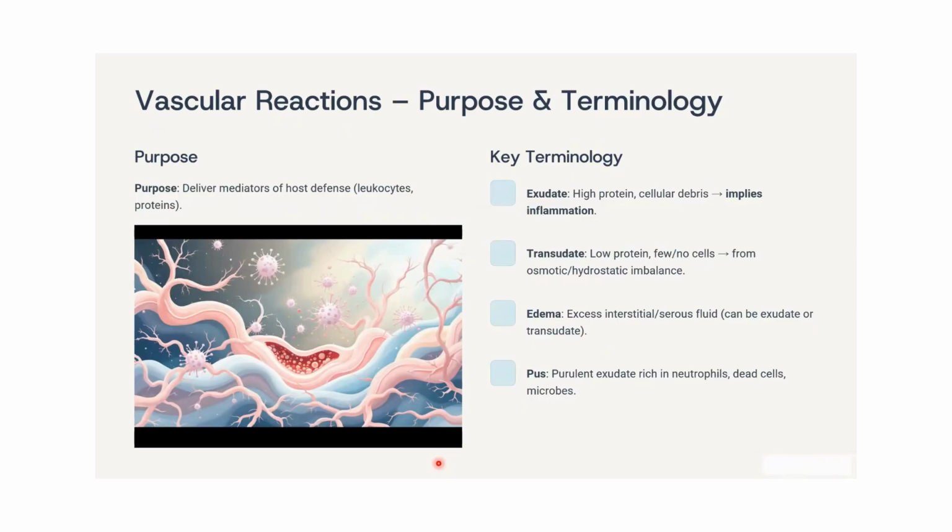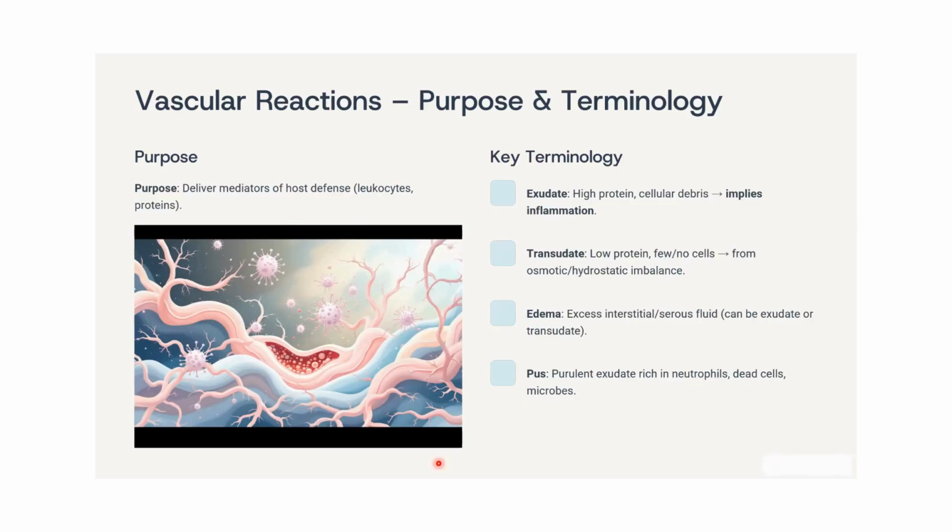Then there's transudate. This fluid has low protein content, very few cells, if any. It's usually caused by pressure imbalances, like hydrostatic or osmotic pressure, not directly by inflammation itself. Okay, so exudate means inflammation, transudate means pressure issues. What about edema?